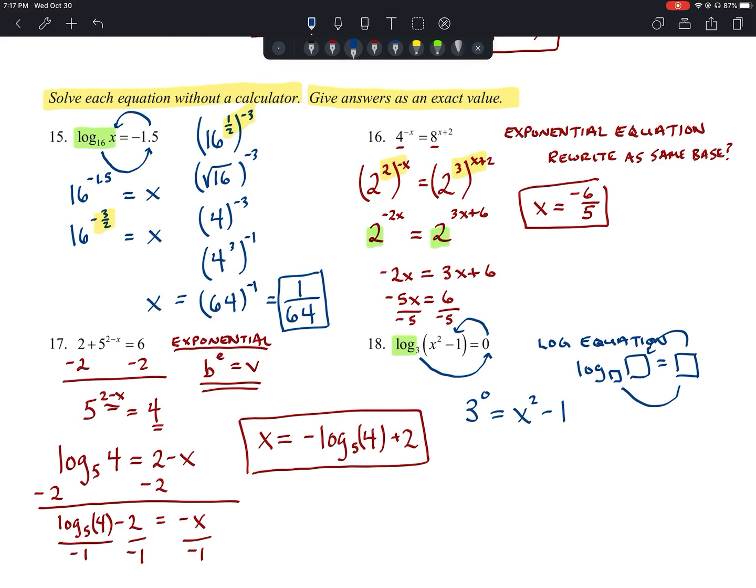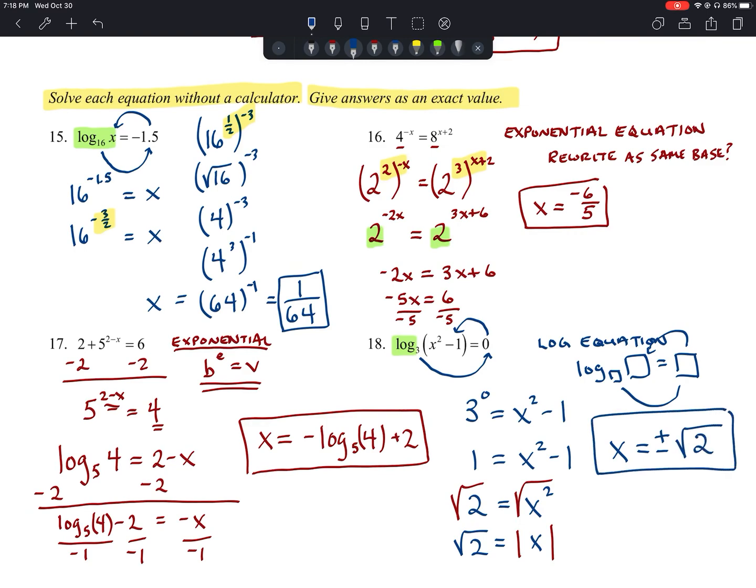Well, 3 to the power of 0 we know is 1. So 1 equals x squared minus 1. If I add 1 to each side here, I'm going to have 2 is equal to x squared. And now when I take my square root of each side, I have to remember that the square root of x squared is going to be the absolute value of x, which should equal the square root of 2. And that simply means that x should have to equal positive or negative square root of 2. And that is our solution.